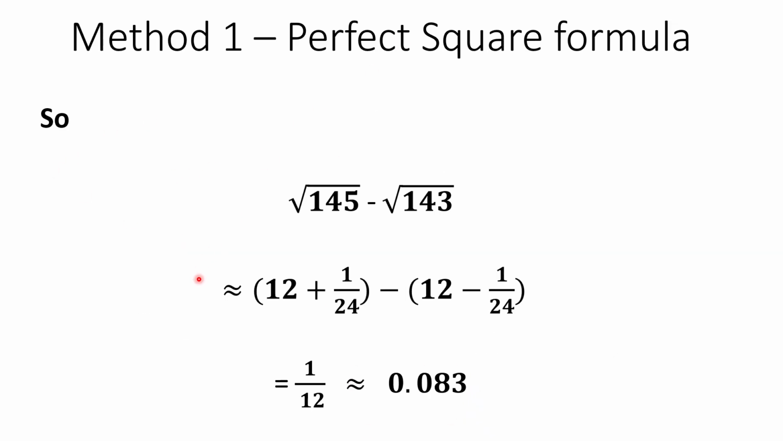So now we could use our approximations to find the solution. So here, for example, 12 plus 1 over 24 minus 12 minus 1 over 24 gives us 1 over 24 plus 1 over 24, which is 1 over 12, which is around 0.083.